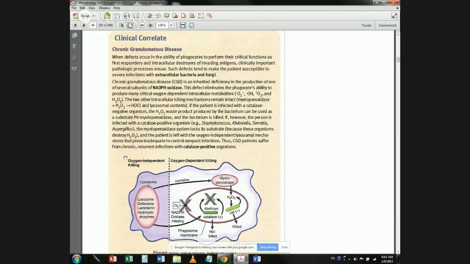O2 negative, or making it into hydrogen peroxide. And without hydrogen peroxide, you don't have myeloperoxidase joining. They don't have the ability to join it to a chloride and make hypochlorite to kill the bug. So basically, that whole section is inactive, and you're dependent on lysozymes, defensin, lactoferrin, and hydrolytic enzymes. That's it. So, oxygen-independent killing.